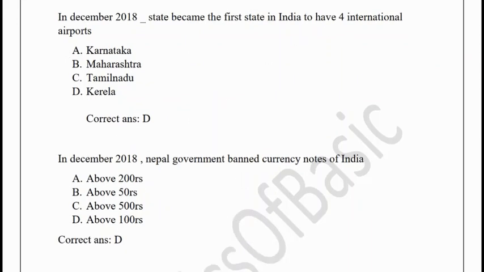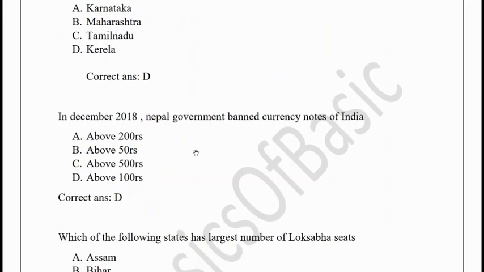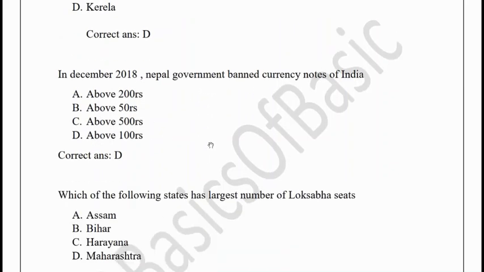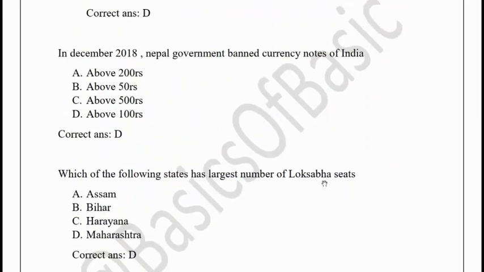Since the examination was in 2019, some of the current affairs which were in the news in 2018 and 19 were asked. So the static GK will be normal, but one year of current affairs is required with respect to the current affairs part. Which of the following states has the largest number of Lok Sabha seats?